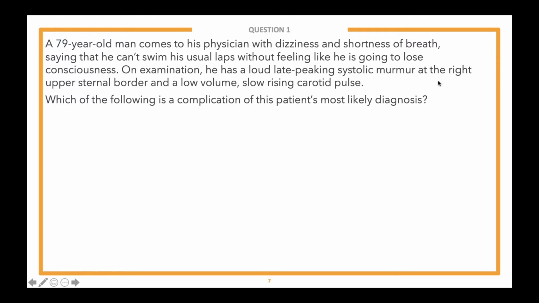All right, I see the responses coming in. Let's go ahead and take a look at that vignette. A 79-year-old man comes to his physician with dizziness and shortness of breath, saying that he can't swim his usual laps without feeling like he is going to lose consciousness. On examination, he has a loud, late peaking systolic murmur at the right upper sternal border and a low volume, slow rising carotid pulse. Which of the following is a complication of this patient's most likely diagnosis? I want all of you to start thinking about the important clues in the vignette and lead-in as I hand it off to Paras.